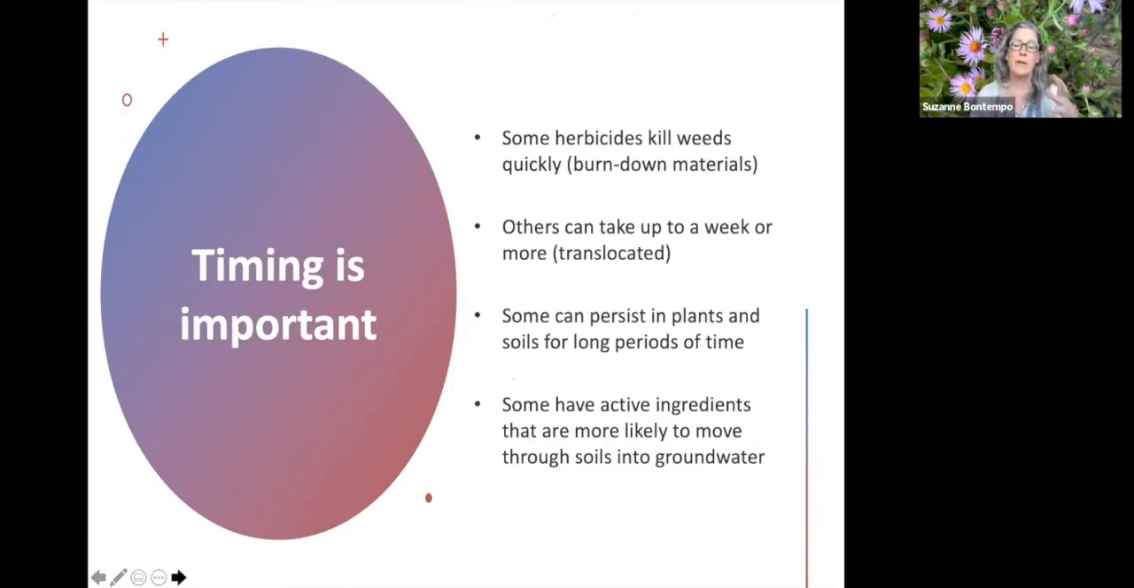And then we have to understand that some active ingredients are going to move through the soil very quickly and access the groundwater, which is then going to be toxic for the waterways.